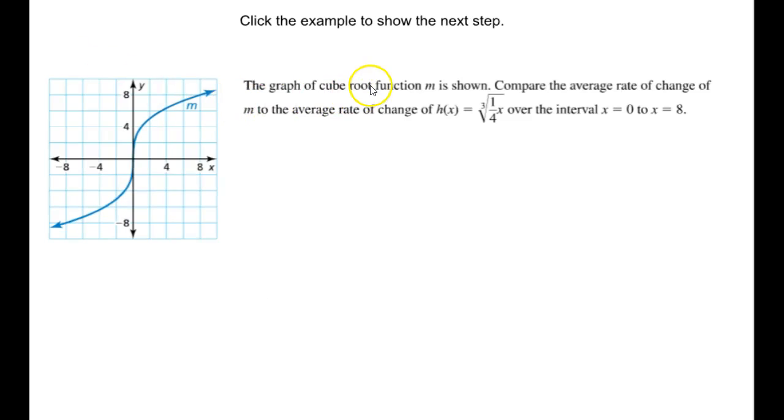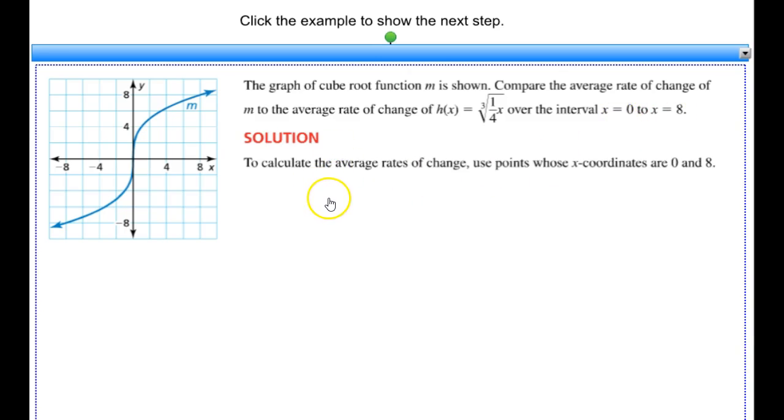Okay, so the graph of the cube root function m is shown. Compare the average rate of change of m, which is the graph, to the average rate of change of h of x equals the cube root of 1/4 x over the interval x equals 0 to x equals 8. So again, when we're dealing with average rate of change, I'm going to be finding the slope between the 2 points that I'm given. Okay, so I want to find those points where my x coordinates are 0 and 8.